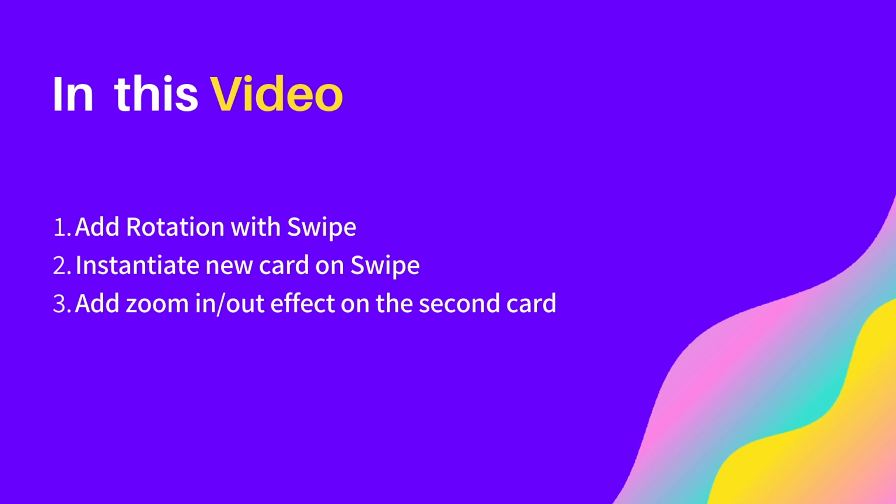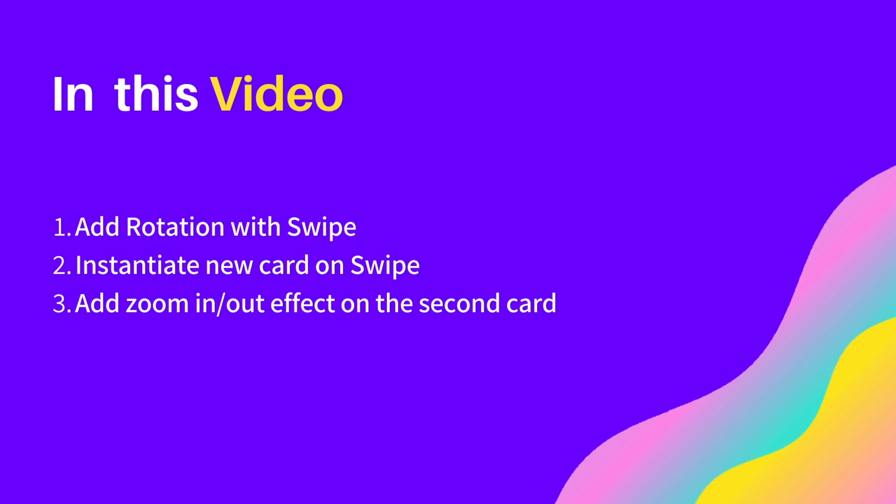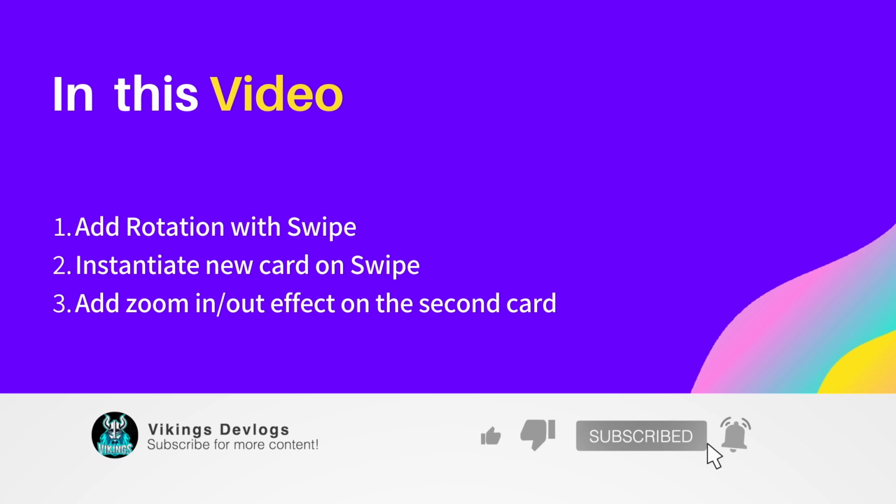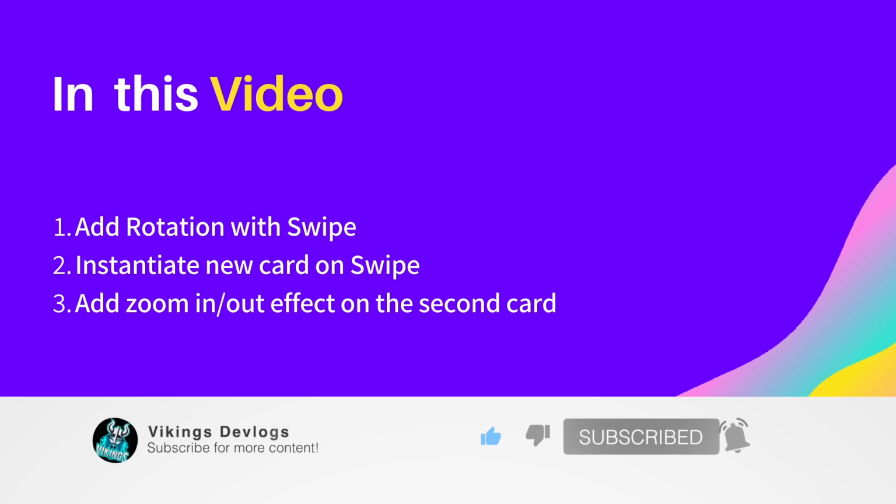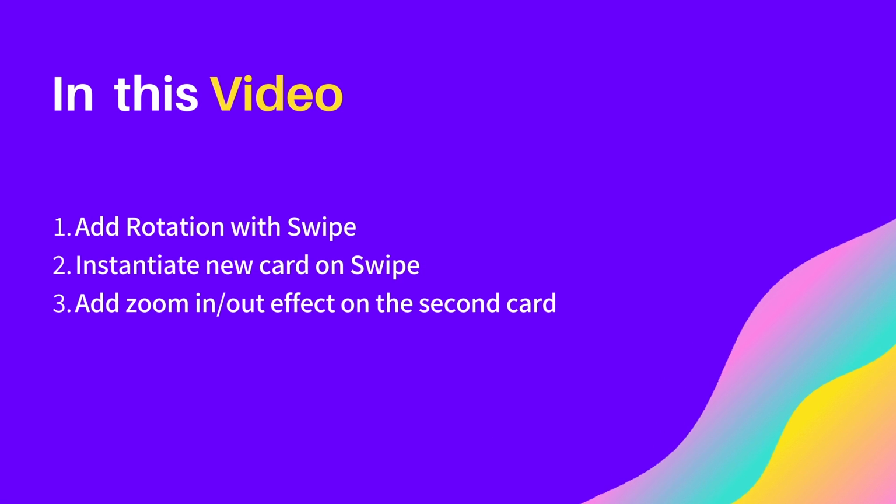In this video, we are going to add rotation with swipe to a card, instantiate a new card after a swipe, and add a size change effect to the second card behind our card.